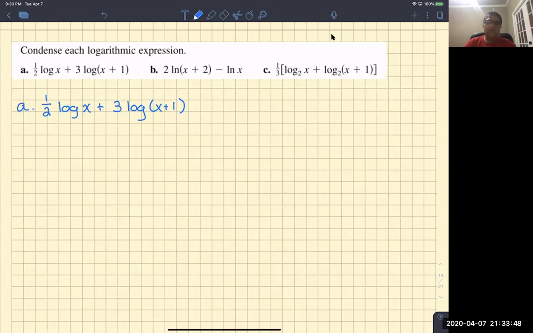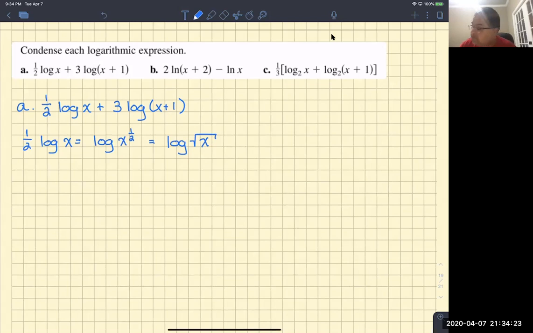So, A, the power rule says I can rewrite 1/2 log x as log x to the 1/2 power. Now, you can leave it like this, or you can rewrite this as the log of the square root of x. It doesn't matter to me which way you do it. Just know that both manners are fine by me.